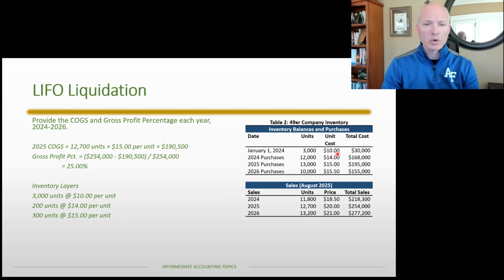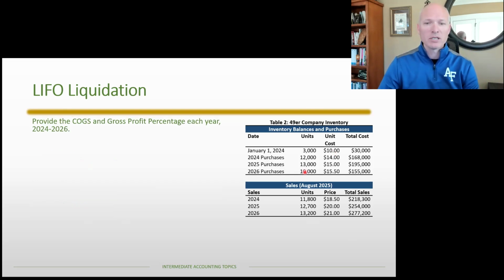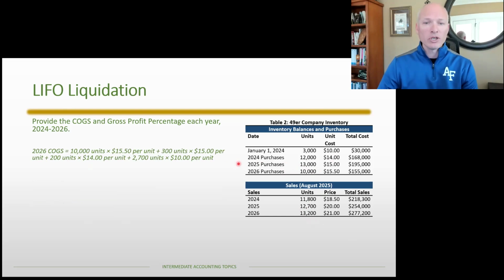And then all of a sudden 2026 is a little bit different, right? Because now we only purchased 10,000, but we sold 13,200. And so now when we assume the units that are being sold, we're selling all of the units outside the 2025 layer. There were 300 of them. All of the units left in the 2024 layer, there were 200 of them, and a pretty good amount of the original layer of 3,000, in total 2,700.